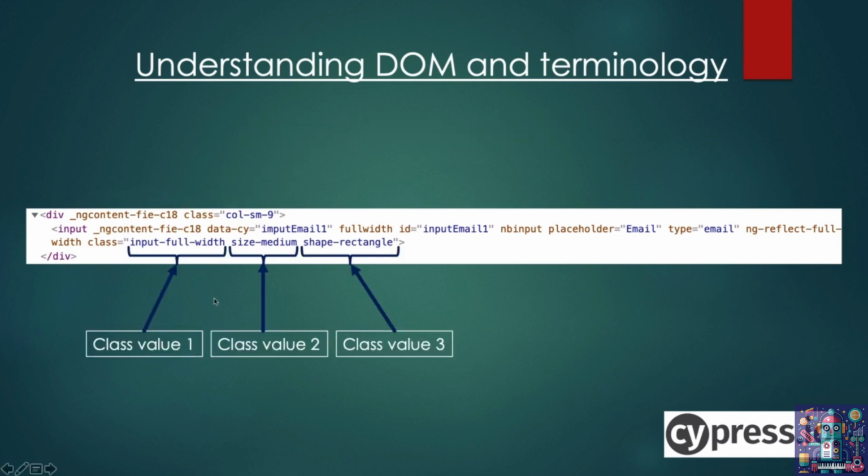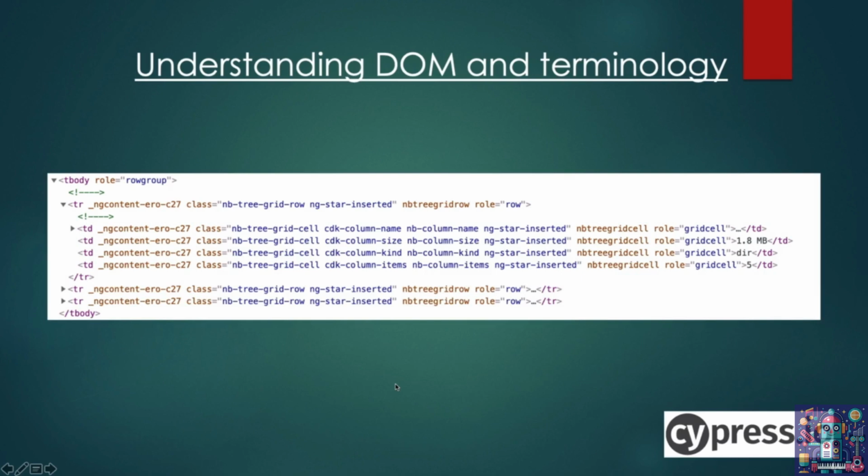Also, the class name has values. And it is important to understand that this long class, for example, is not one value. This class has three different values: class value number 1, class value number 2, and number 3. Input full width, size medium, and shape rectangle are three different class values, and they are separated by a space. This is also important to know because you can use each of these class names, size medium or shape rectangle, as a separate locator by class name.